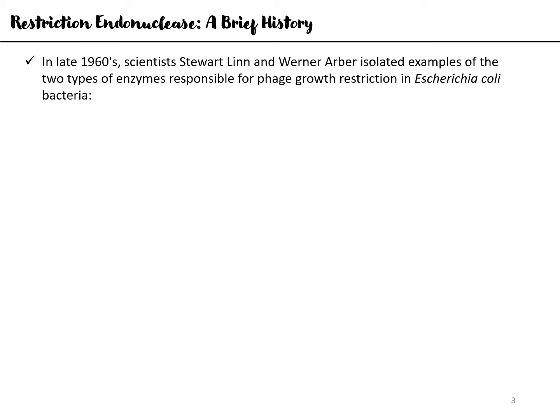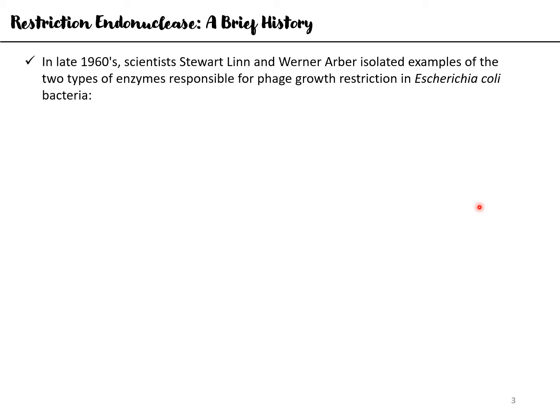Now let us briefly talk about the history of restriction endonucleases. How did they come to be identified? In the late 1960s, scientists Stuart Linn and Werner Arber isolated examples of the two types of enzymes responsible for phage growth restriction in E. coli bacteria. So what is a phage? A phage is a virus that attacks bacteria.